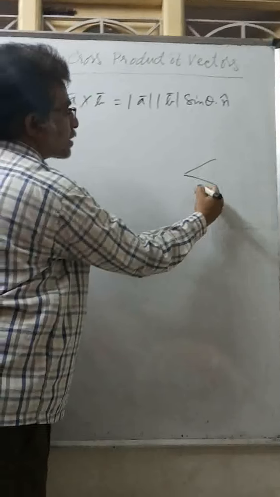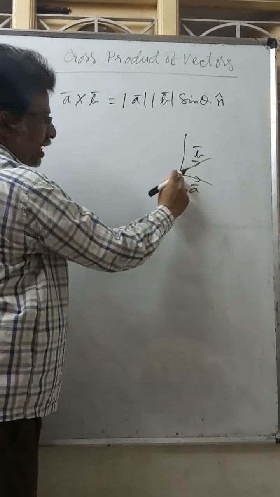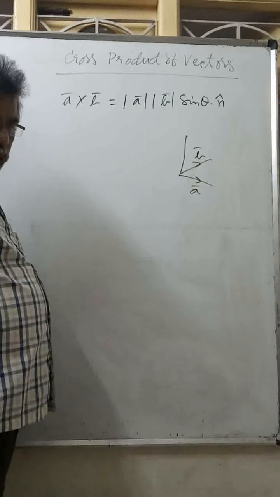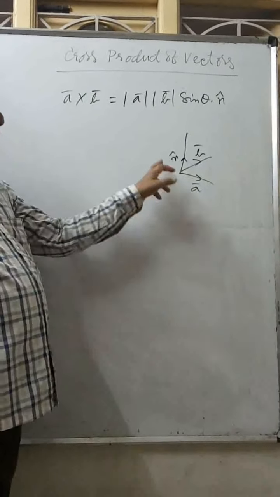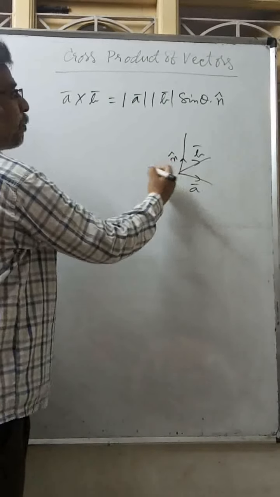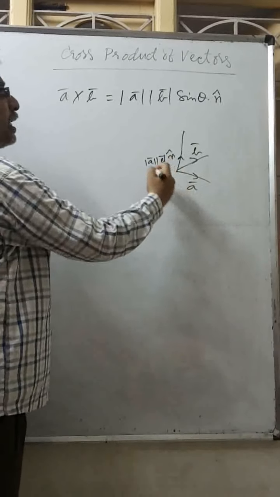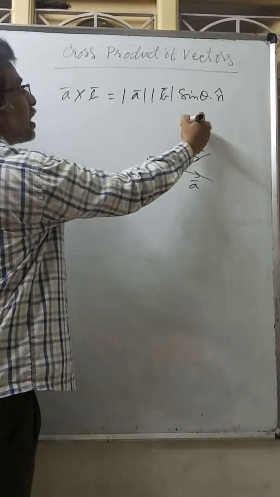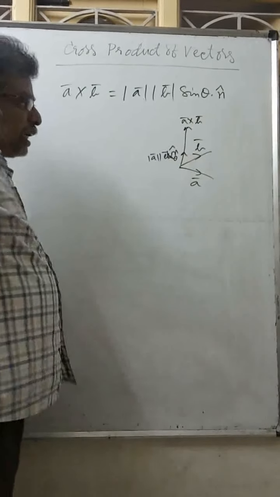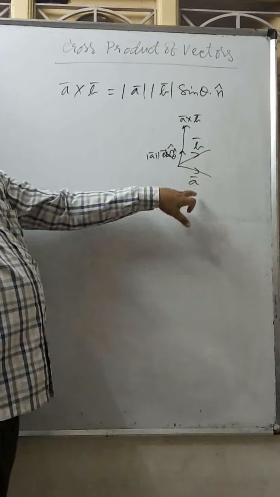If this is a bar and this is b bar, then a cross b is a vector perpendicular to these two. This is n cap. So n cap is a unit vector perpendicular to a and b, and a cross b is the vector perpendicular to the plane containing both a and b.